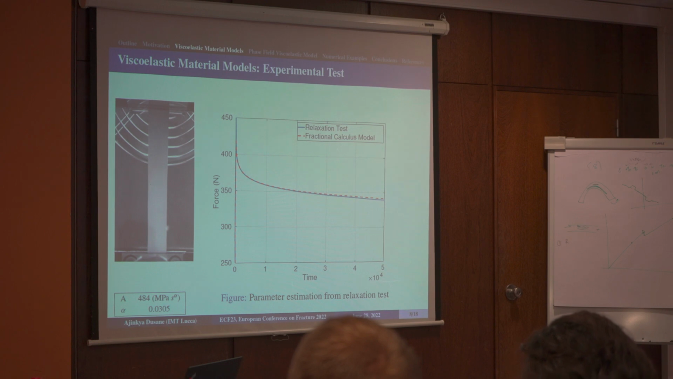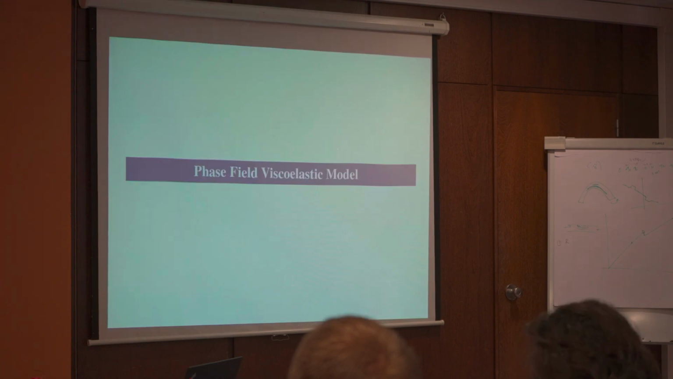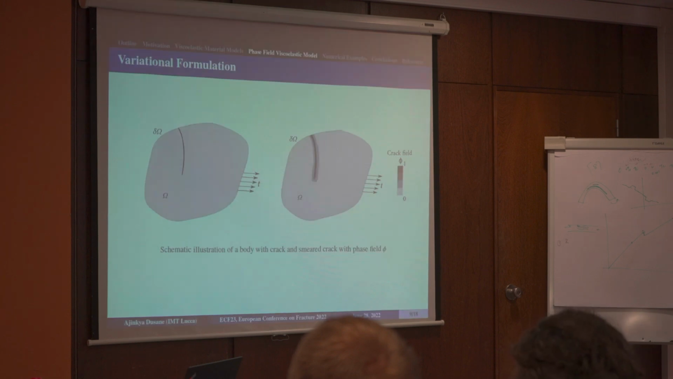Once I have this A and alpha ready, I can go with the phase field modeling, the parameter distribution. As everybody knows, phase field is basically a representation of a discrete crack as a smeared crack, where phi equal to 0 is unbroken, and phi equal to 1 is the crack, the broken sample.